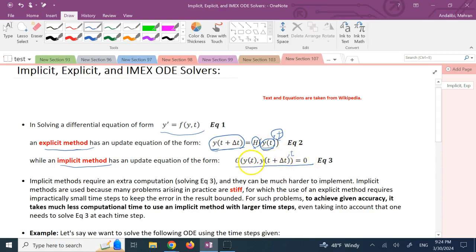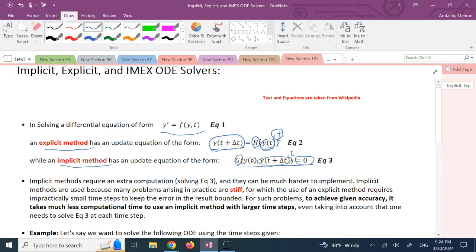So in this case y of t plus delta t is not directly solved for in terms of y and t, and it's a function of all of them which is equal to 0. And then in this case, if you want to find y of t plus delta t, you have to do a root finding problem, right? So this is clearly a root finding problem, and sometimes there is an analytic solution depending on the g function, sometimes there is not, so you have to solve it numerically.